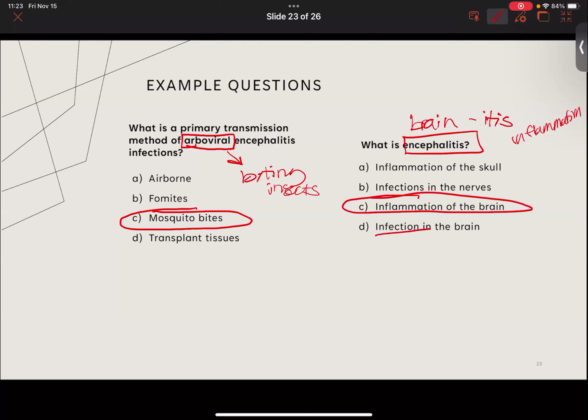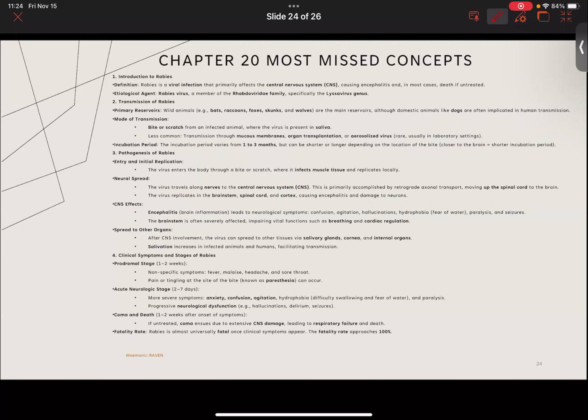Not infection necessarily. Can infection lead to inflammation? Yes. Can you have infection of tissues and not have inflammation? Yes. All right, rabies. I don't know how people had problems with rabies in my past exams, but they did. You'd think I talk about it enough, but not apparently.